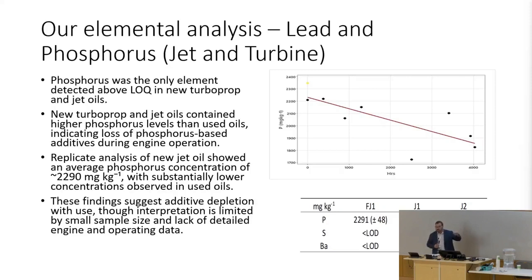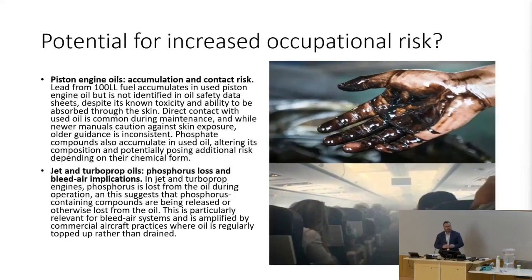So we were expecting organophosphates there. But then with use, we started to see that number drop off quite a bit. Right? And that's kind of an interesting thing to look at. Okay. So what this gave us was a kind of possible potential for occupational risk.